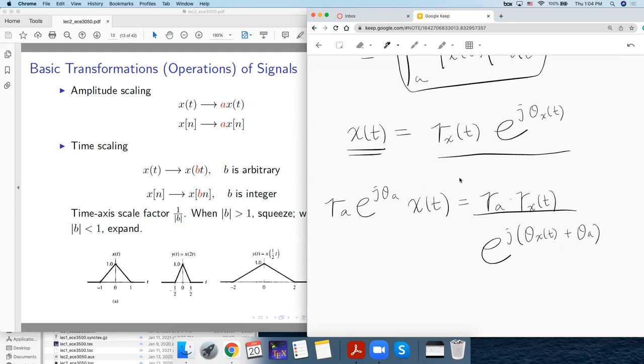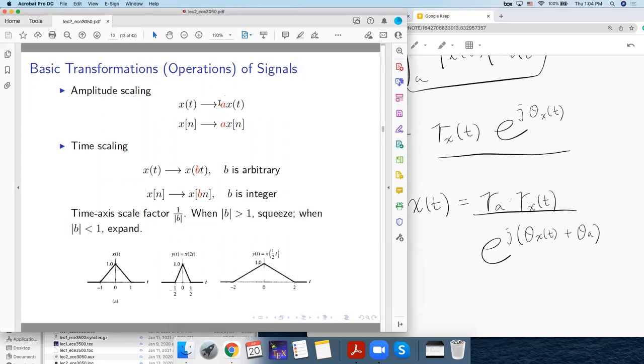Later on we will see that this will be used in the modulation techniques if we design this scaling factor in a special way. Does this answer your question? Yeah, that's kind of what I thought was going to happen. Yeah, so this one could be a complex number. But here this B is always a real number because we are talking about time index.